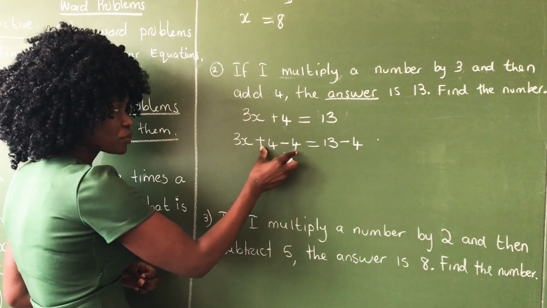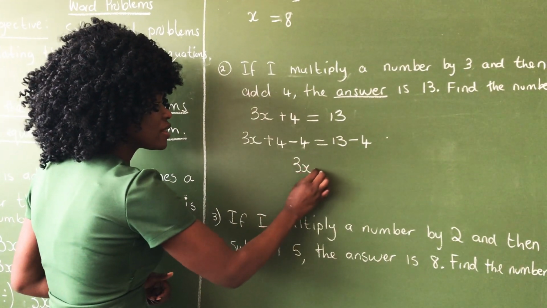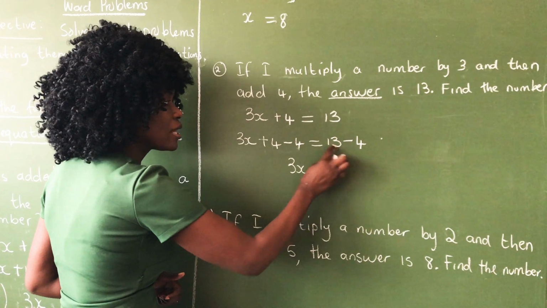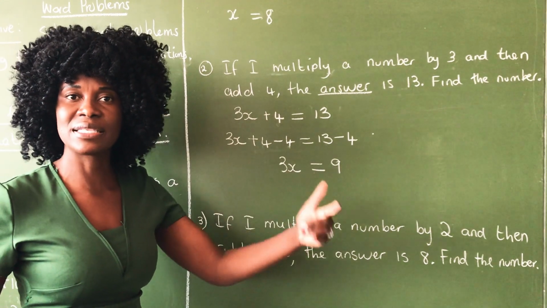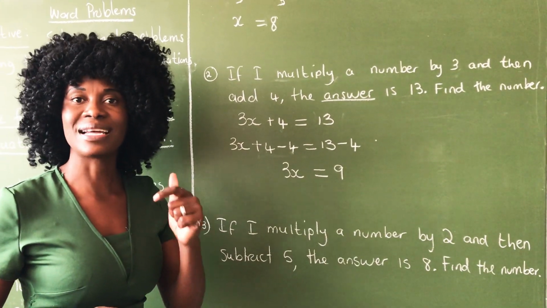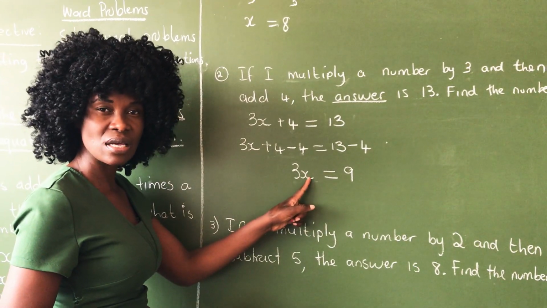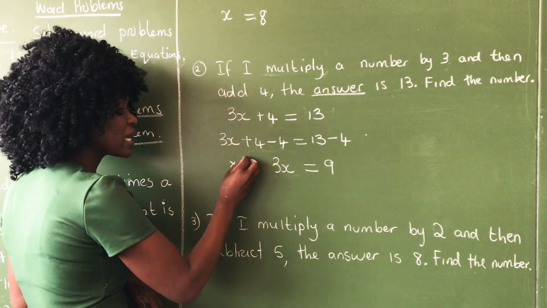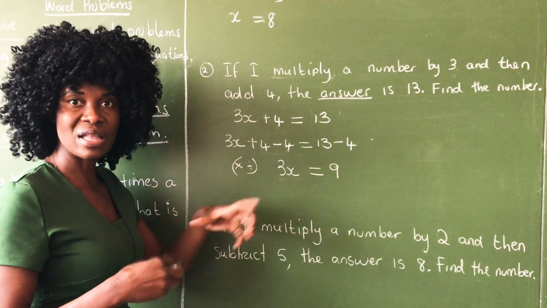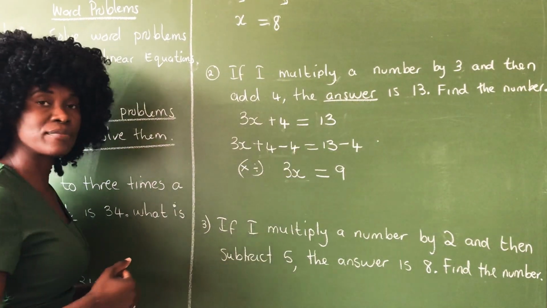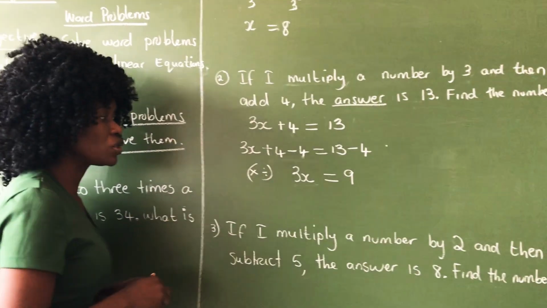If this gives me a 0, then I'll only be left with 3x. So we bring down the 3x, and 13 minus 4 gives us 9. So 3 multiplied by a certain number gives us 9. What is that number? Like I said, this is a multiplication sign between the 3 and the x. Whenever we have a multiplication sign, we bring in a division. When we have a plus sign, we bring in the minus sign. That's how the operation signs work together when it comes to word problems, or when it comes to all linear equations that we need to solve.